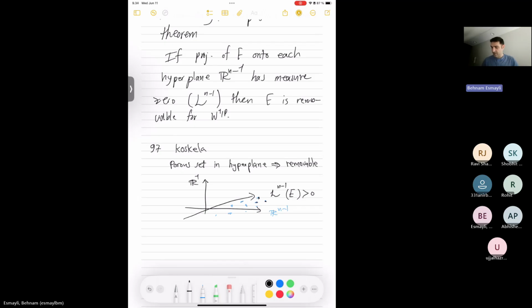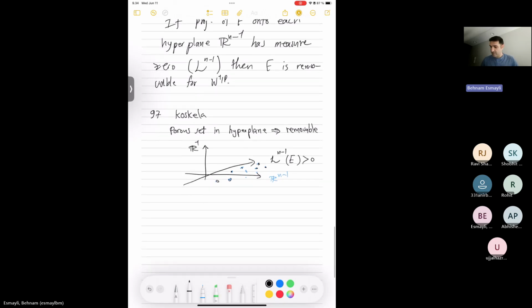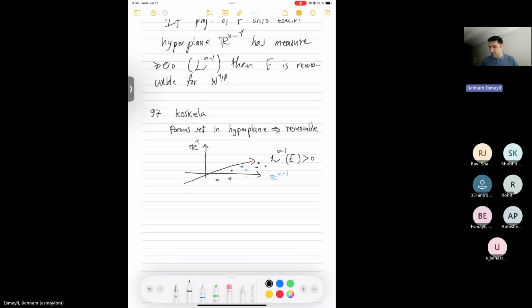So the set has n-1 dimensional measure positive, but it's still removable because it is porous. It has a lot of holes in it. And this porosity is needed because a single line segment, for example, in R2 is not removable, because you can have a Sobolev function which is 0 on one side of this segment, and is equal to 1 on the other.